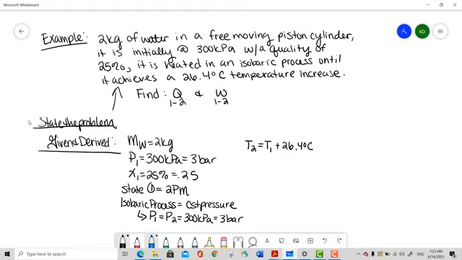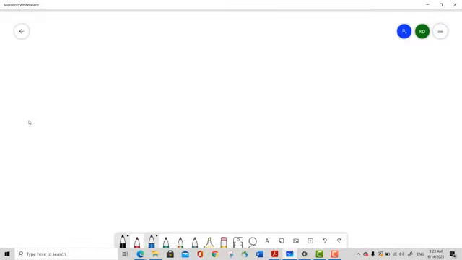Okay, and then again, what else do we know? Well, we know what we're looking for, right? Because this is going to hugely determine what formulas we use and what direction we go in. So we're looking for Q1 to 2 and work 1 to 2. Okay, so let's pick up another page. We know that we can use the first law formula, which is change in E equals Q minus W.